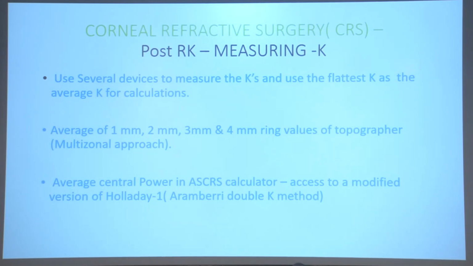Average of the 1 mm, 2 mm, 3 mm and 4 mm ring values of the topographer always helps. Average central power in the ASCRS calculator has to be put in, and we should have access to a modified version of Holladay 1 or Haigis and the Double K methods.